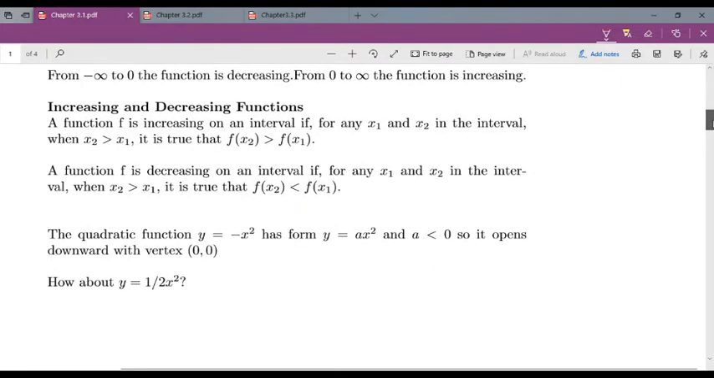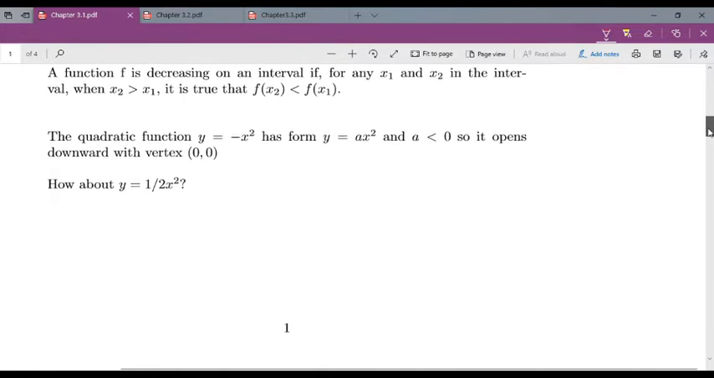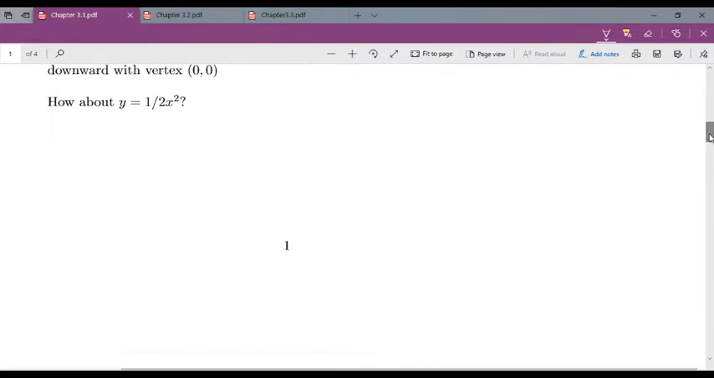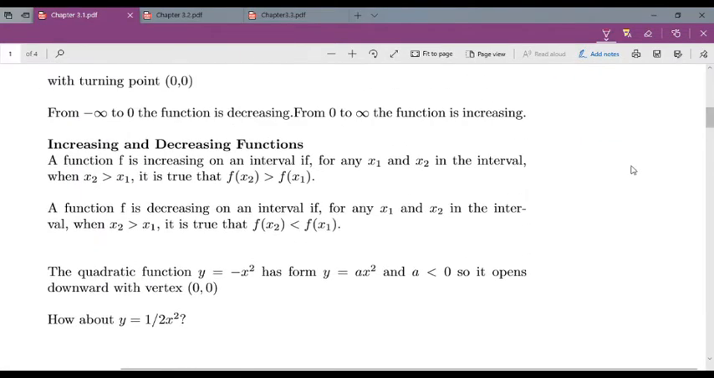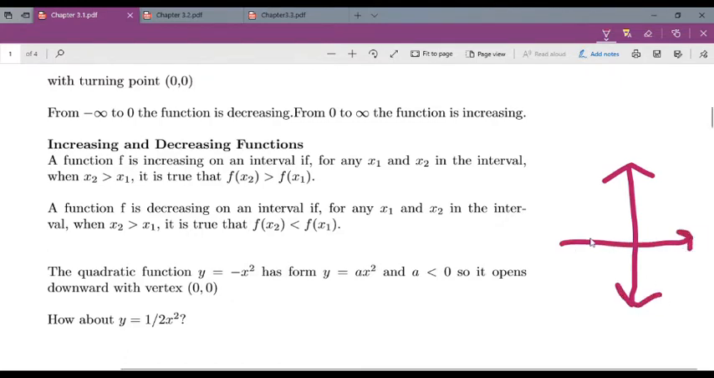Now the quadratic function y equals negative x squared has the form y equals ax squared, and a is less than 0, so it opens downward with a vertex of 0, 0. Okay, so if you're looking at that, I'll just draw a small sketch over here. You can graph it on your calculator as well if you'd like. The calculator gives a really nice graph of it, but just a rough sketch.